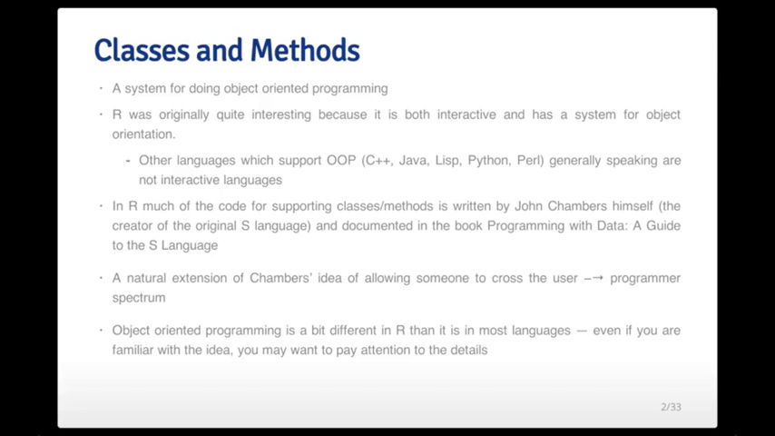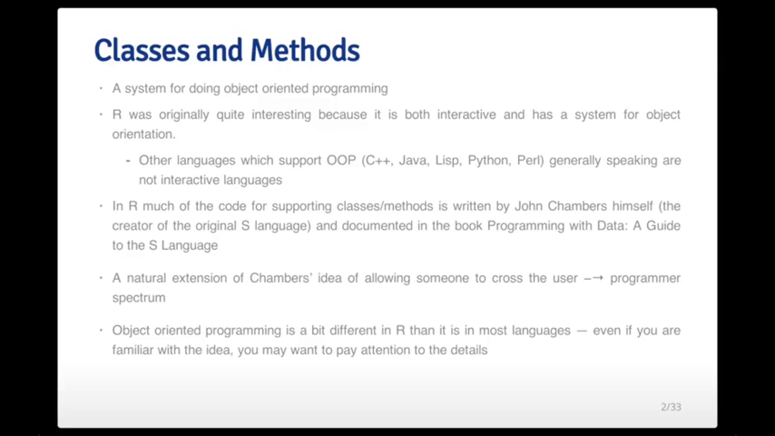The classes and methods system in R is basically a system for doing object-oriented programming. Years ago, when R was first coming out, it was quite an interesting language because it was an interactive system that supported a formal system for object orientation. Many other languages at the time with well-known object-oriented programming infrastructure, like C++ and Java, were generally not considered interactive languages. Those are languages where you write programs, compile them, and run them, not where you type things in the command line and execute them one at a time like you do in R.